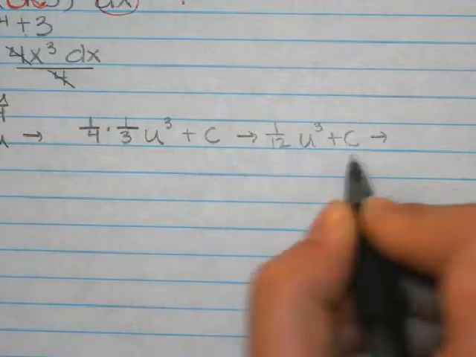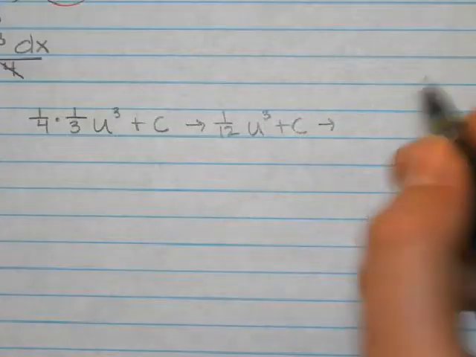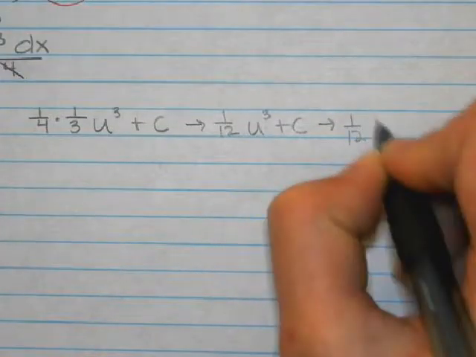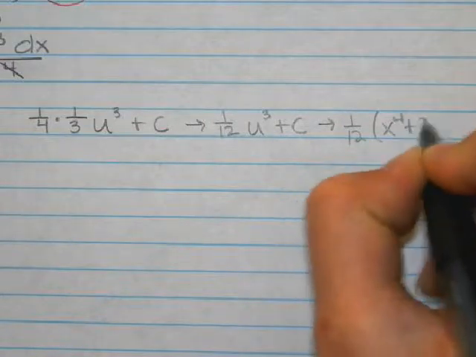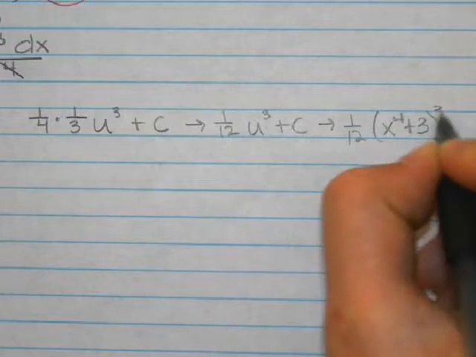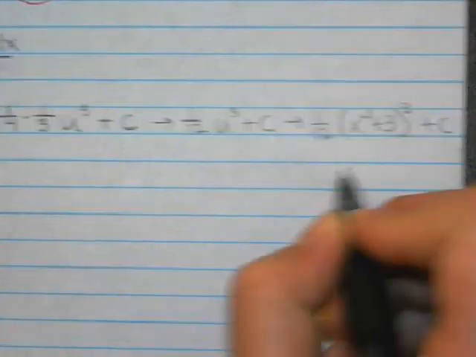Now that it's completely simplified, I'm going to go ahead and replace the u. And so I've got 1/12, and what should I put in for u? And that u is to the third power, and then I have to have my plus c on the end.